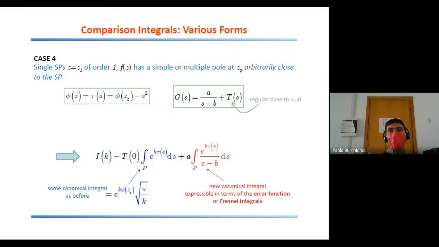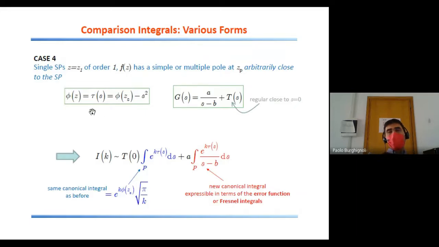A fourth very important case is that in which you have just one saddle point, as at the beginning. Function f now is not regular close to the saddle point, but rather it has a simple pole, or actually also a multiple pole, at some location zp, which is however arbitrarily close to the saddle point. So we are now evaluating an integral in which there is a pole that can go close to the saddle point, as close as we wish.